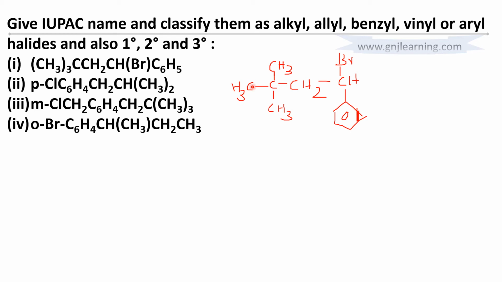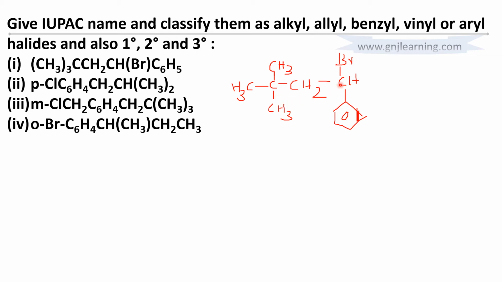1, 2, 3, 4. It's butane, and on butane the first carbon has two branches, bromine and a phenyl group, and the third carbon has two methyl groups. So we will start like this. 1-bromo, it comes first in the alphabet. 1-bromo, then we have a methyl group on the third carbon atom, so 3,3-dimethyl.